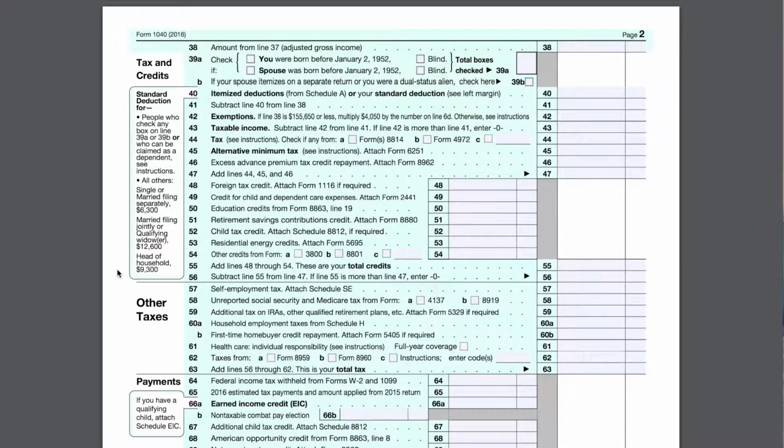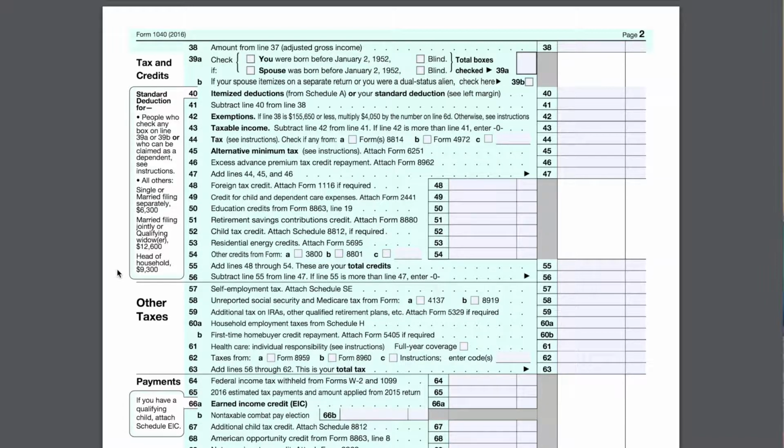Then we get some exemptions, line 42, where we multiply our exemptions times the 4,050 in this particular year, which is the 2016 tax form that we're looking at. And so the standard deduction and the exemptions create some subtractions from the AGI, which then get us to taxable income. The tax is then calculated either by the software or by looking up in the booklet form or by using the formula method to determine the tax.